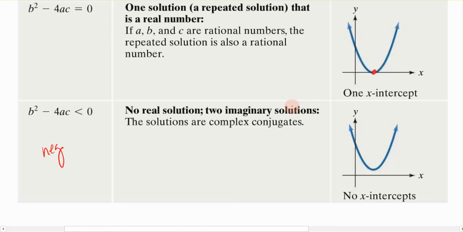The graph of this would look like this right here. Notice that this quadratic doesn't touch the x-axis anywhere because there are no real solutions, and we graph in the real number system. So the graph of a negative discriminant happens to look like this. Okay, so the discriminant is telling me not only whether I get real versus imaginary solutions, but what kind of graph I should be looking for.